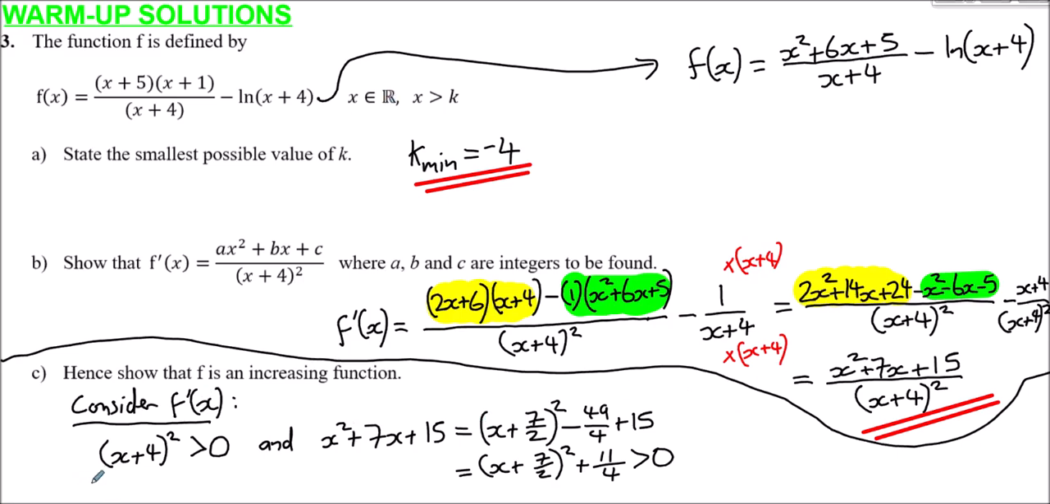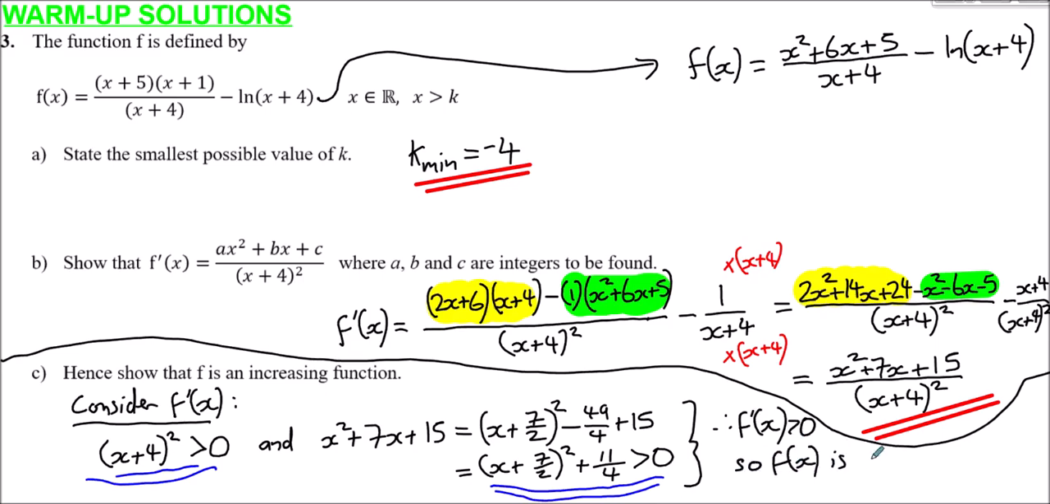So because of this, and because of that, we've shown, because the numerator is positive for all values of x, and the denominator, this, is positive for all values of x, then f dashed of x is positive all the time. So therefore, f dashed of x is greater than 0, so f of x is an increasing function. And that's all we need to say for that one.